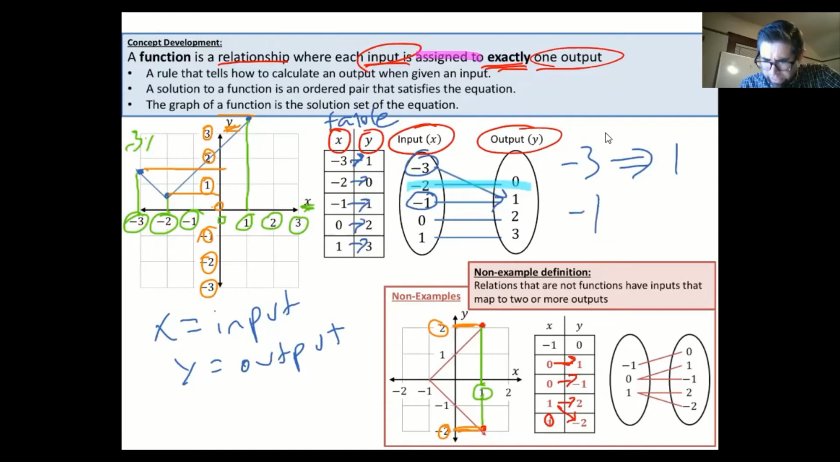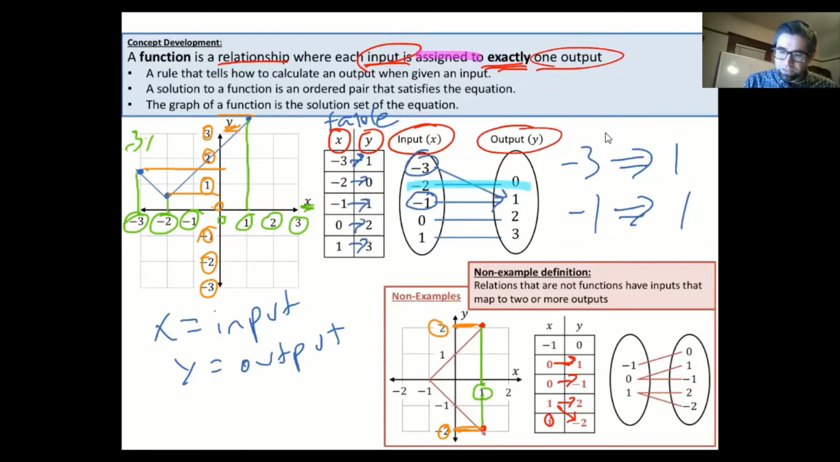Well, then let's see. We have another input, -1, and that one is also assigned to 1. Does that meet our definition? A functional relationship where each input is assigned to exactly one output. Well, the input -1 is assigned to the output 1. Yes, it is. So each input is assigned to exactly one output. It doesn't matter that they're the same outputs. This is still an example of a function.